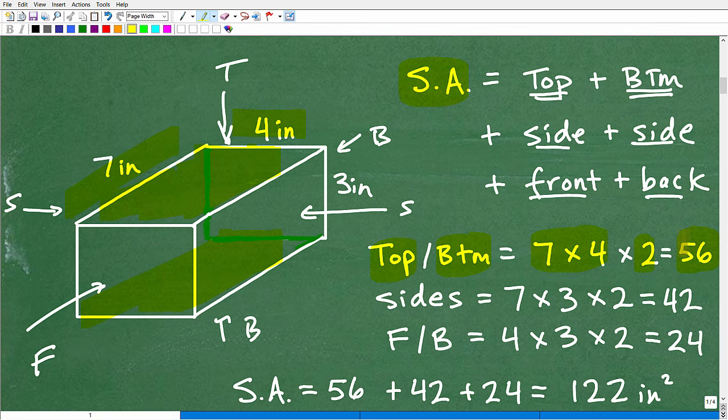Now, I know I'm not putting the units of measure right now. I will do that in my final answer. I'm just going to leave this as a numeric value.